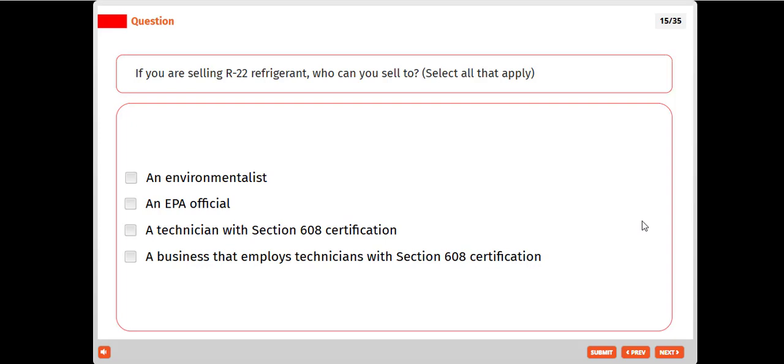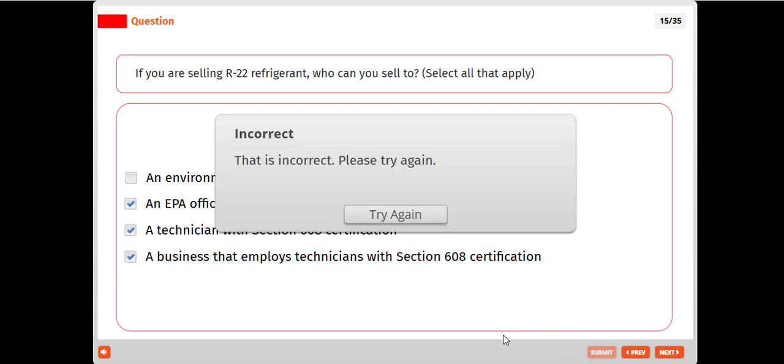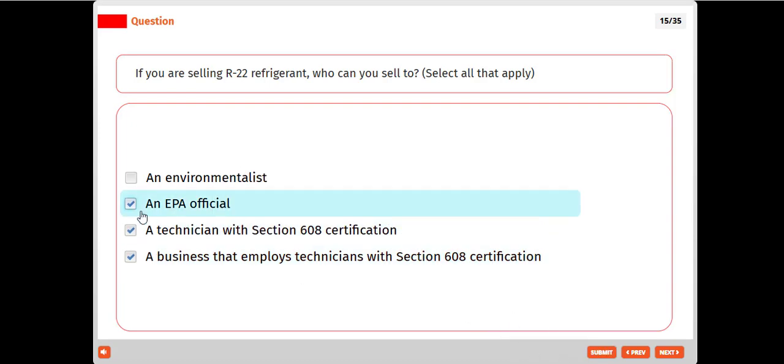If you are selling R22 refrigerant, who can you sell to? Select all that apply. An environmentalist, an EPA official. Okay, a technician with Section 608 certification. A business that employs a technician with this certification. Okay. Technician.